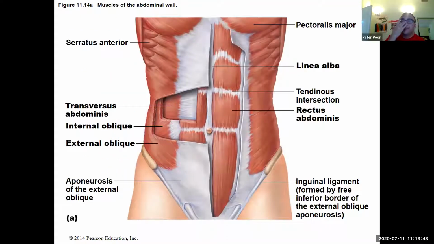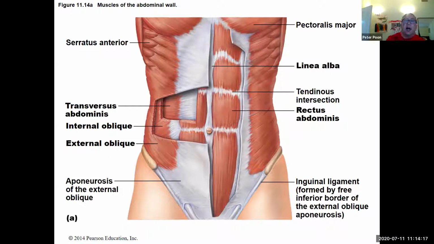So here are the 3 layers. The first layer here is the external oblique. The next layer, the second layer, the middle layer, has 2 muscles, the internal oblique and the rectus abdominis. The third layer is going to be the transverse abdominis.